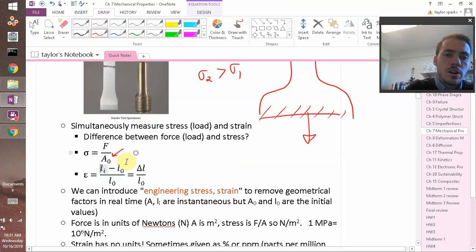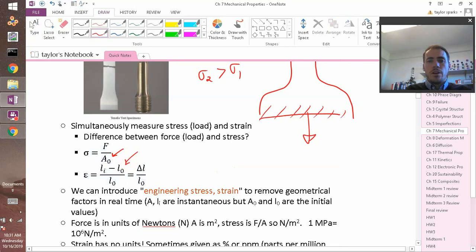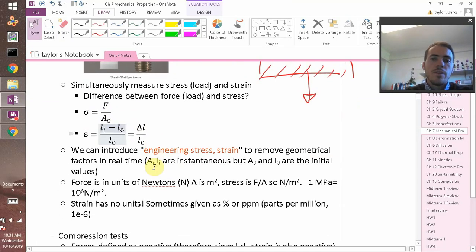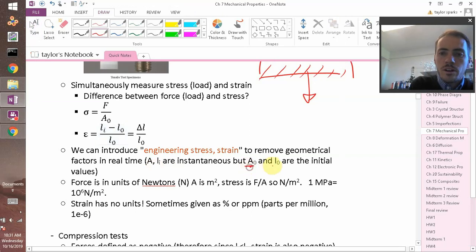Same thing here, L naught is your initial length, where Li is the instantaneous length. So at some moment in time, if you stop the experiment, it's how long it is, even though it was this long when it started, okay? So that's your stress and your strain. We talked about both of these at length in this class. Now these are engineering stress and strain because they account for the initial cross-sectional area and the initial length, okay?